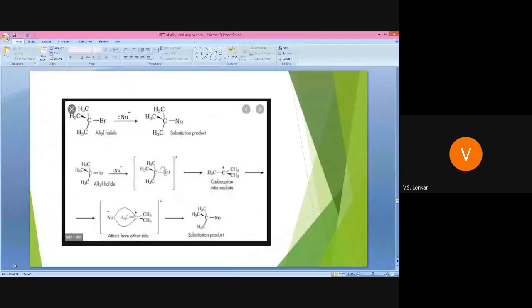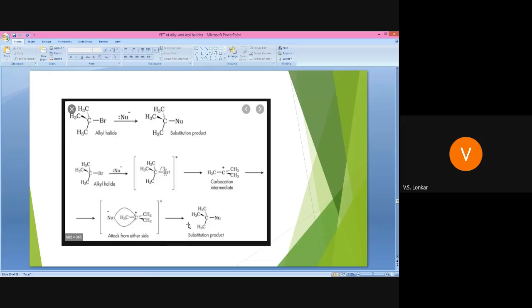See, in this step it is a planar carbocation. Therefore this nucleophile has two ways of attacking, meaning it can attack from both sides, because this carbocation is planar. Both sides means from the front side as well as from the back side. Got it?